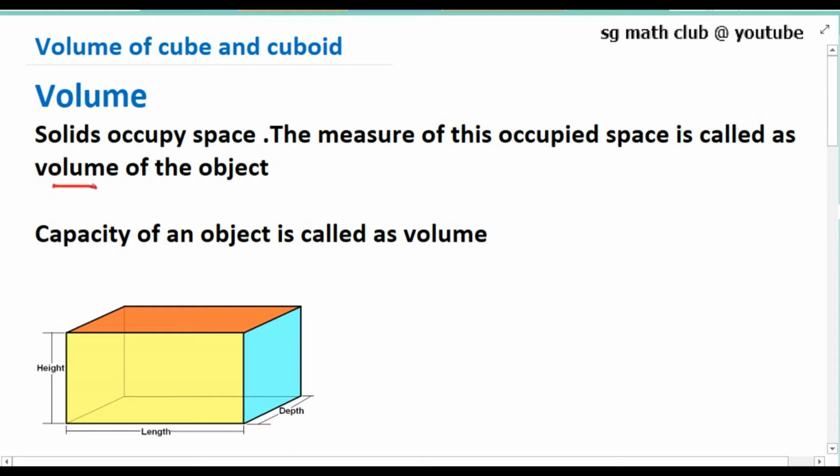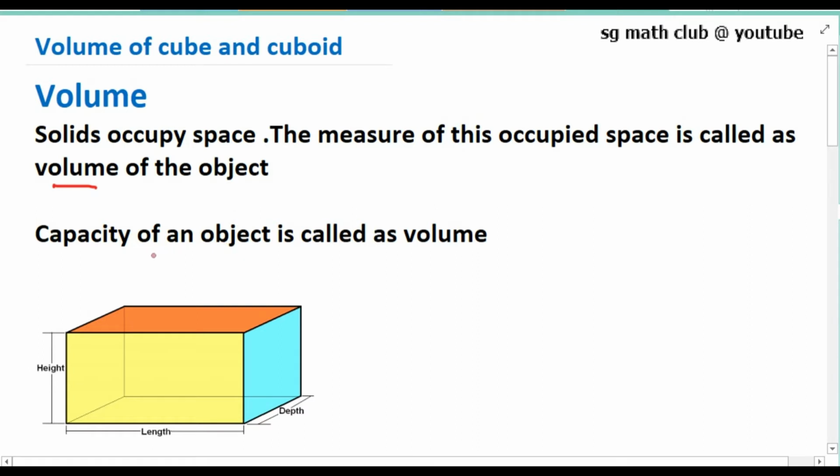volume of the object. So if the object is solid, then the space occupied by such an object is called as volume. On the other hand, if the object is hollow or the interior is empty, then it can be filled with air or some liquid that will take the shape of the container. So in such cases, the capacity of the container or the capacity of an object is called as volume.